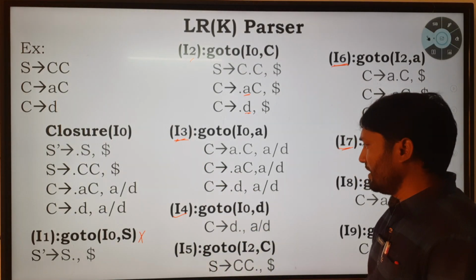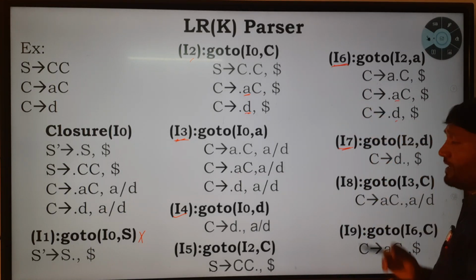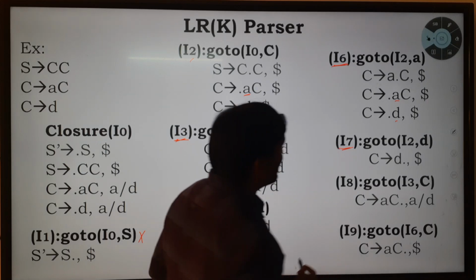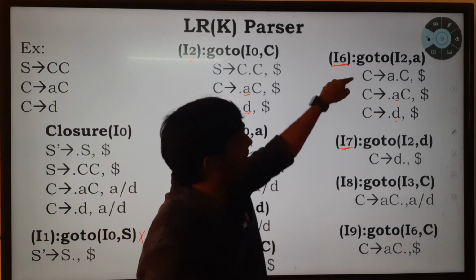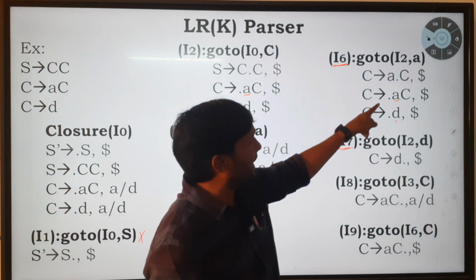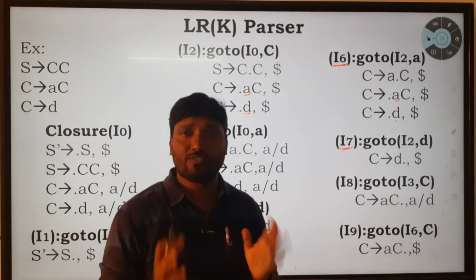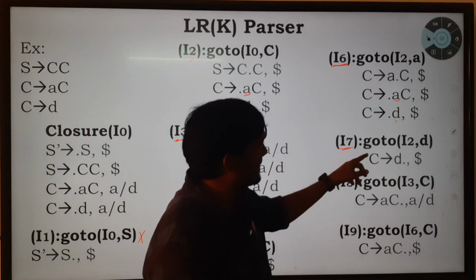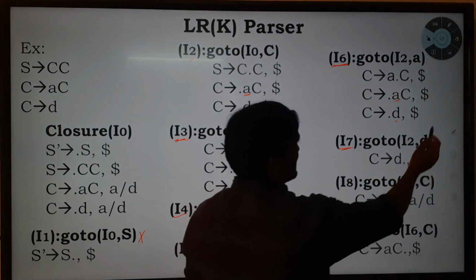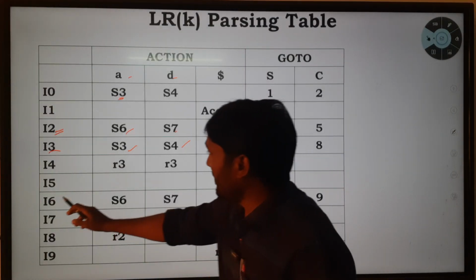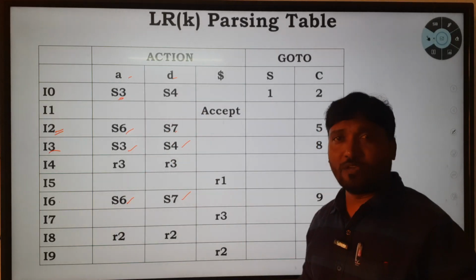Come to I4. After the dot there are no symbols. I5, no symbols. Come to I6. Yes, there are symbols A and D. Now check where they end. 6 comma A ends in the same item, A dot C with input string $, so 6 comma A is filled with S6, and 6 comma D ends in I7, that means S7. Now check the table: 6 comma A is filled with S6, 6 comma D is filled with S7.